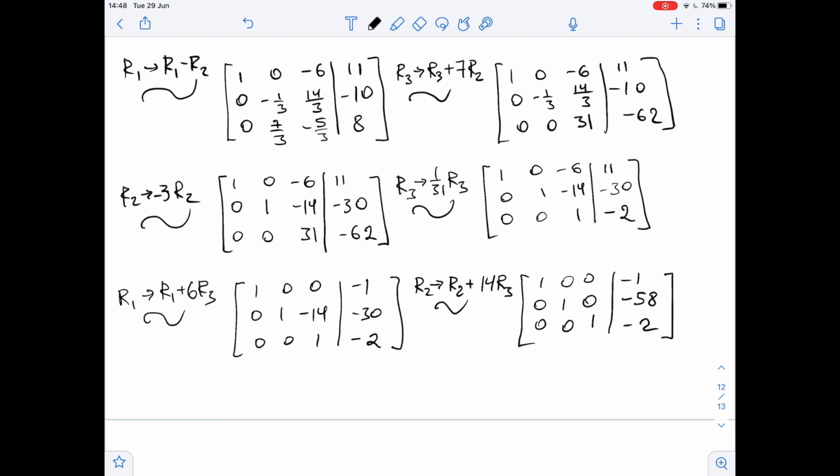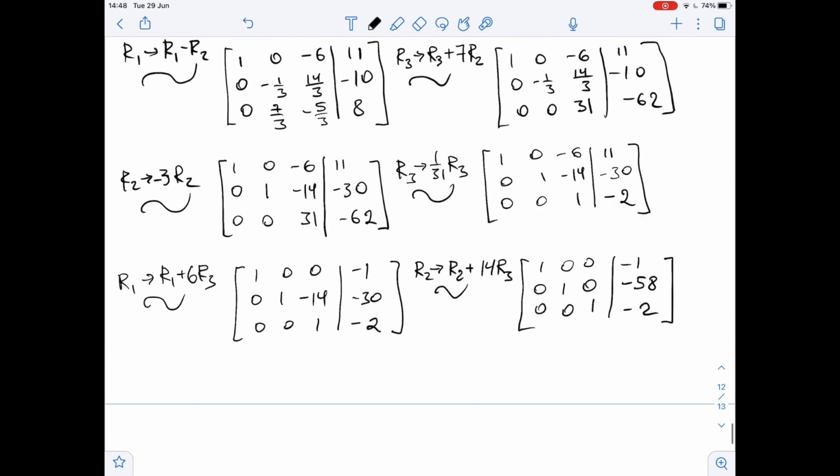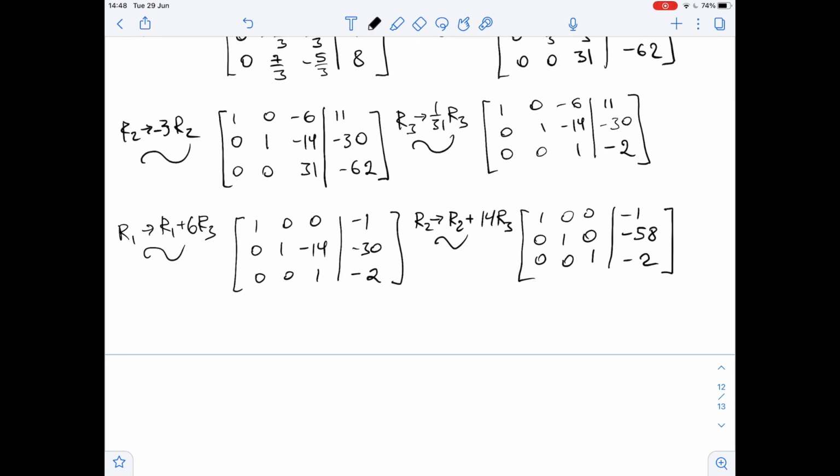So since we've reached row echelon form where the left side of the matrix is the identity matrix, we see that our first variable a equals negative 1, our second variable b equals negative 58, and third variable c equals negative 2.